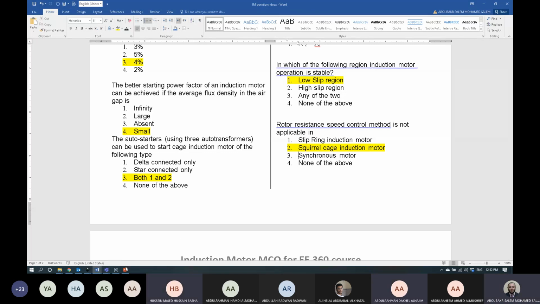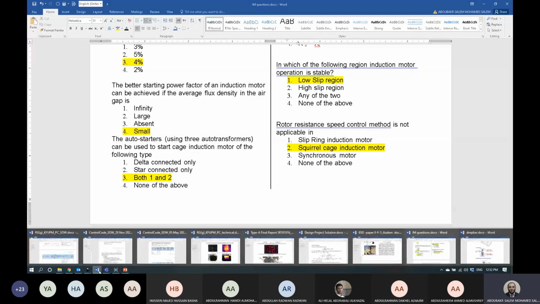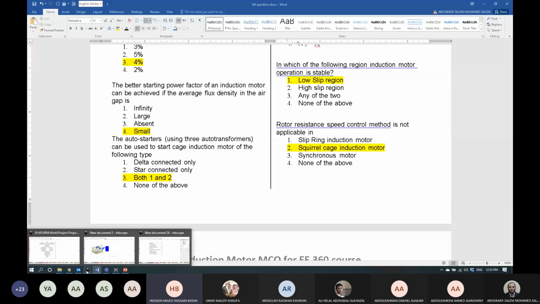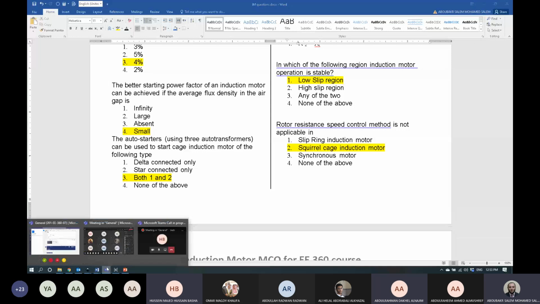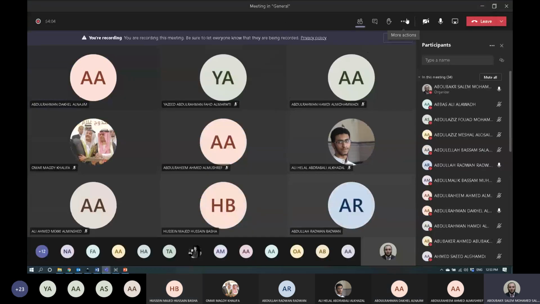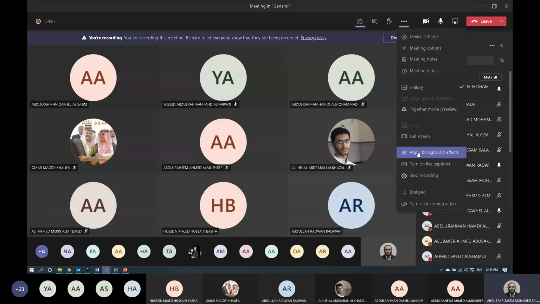Doctor, will there still be a quiz on the induction motor? There will be a quiz for induction motor, God willing. Will it be next week or the last week, week 16, right after you submit the homework? When did we say the homework is submitted? Let me first stop the recording and we can continue discussing.